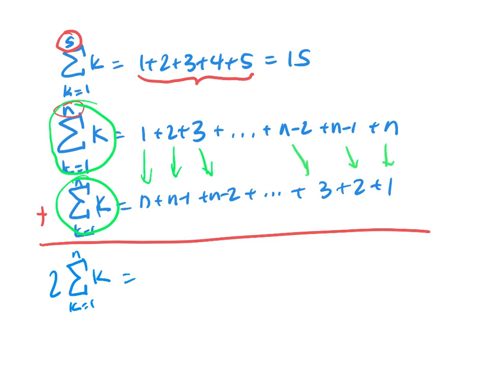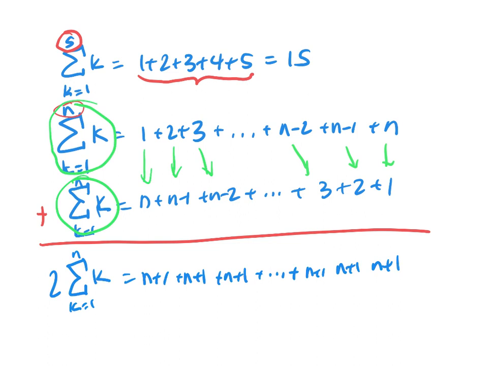Okay, so when I add these first two together, guess what I get? I get n plus 1. And when I add the second two together, I get n minus 1 plus 2, which is also n plus 1. And when I add the third one together, I get 3 plus n minus 2, which is also n plus 1. And then, of course, we're not going to do anything with these dots. And then at the end, I get n minus 2 plus 3. Guess what that is? n plus 1. n minus 1 plus 2 is n plus 1. And n plus 1 is n plus 1.